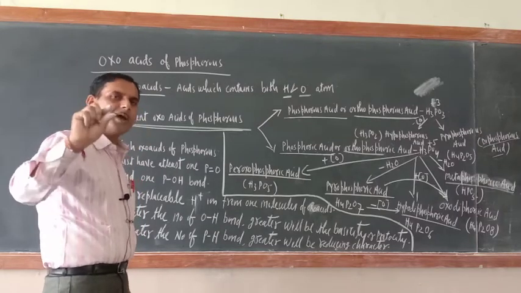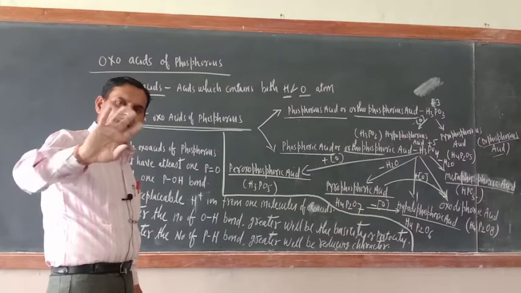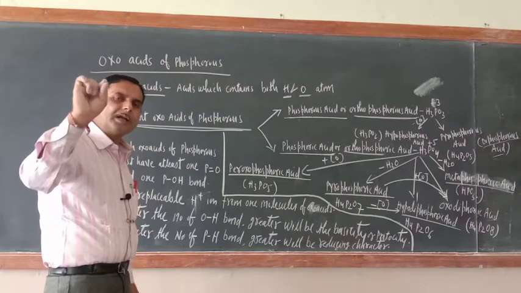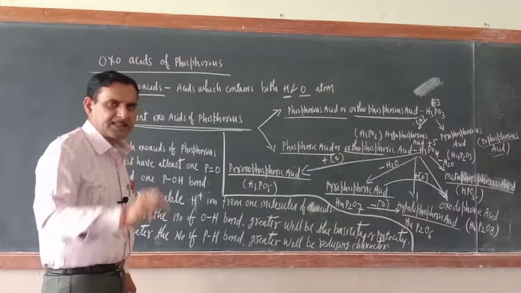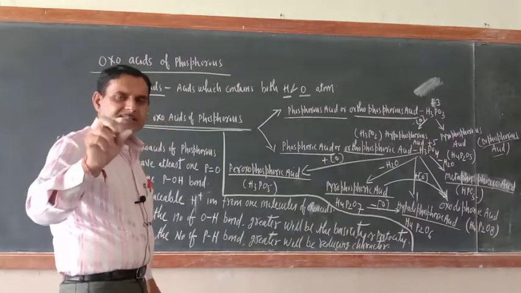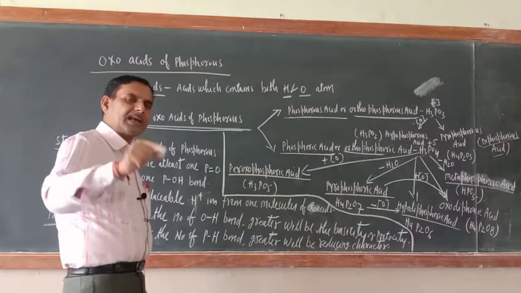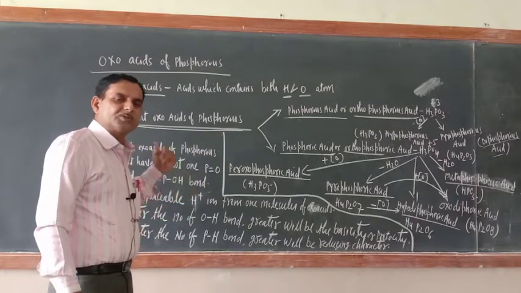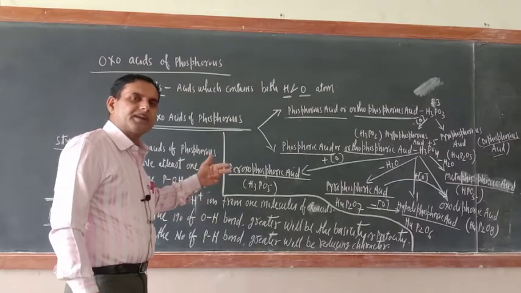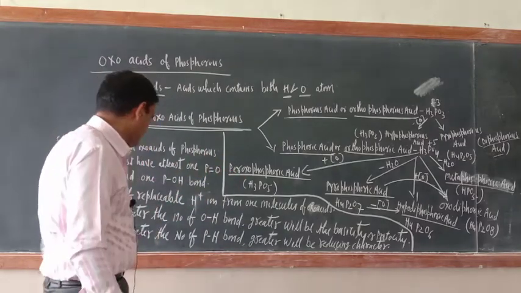Always remember, only those H positive ions will come out from the oxo acids of phosphorus which are bonded with O. If a P-H bond is there, that H will not come out. Only that H will come out which is bonded with O. The reason, just see, between O and H a single bond is there, but the electronegativity of oxygen is more, so the H positive will come out. So the greater the number of OH bonds, the greater will be the basicity or protocity.